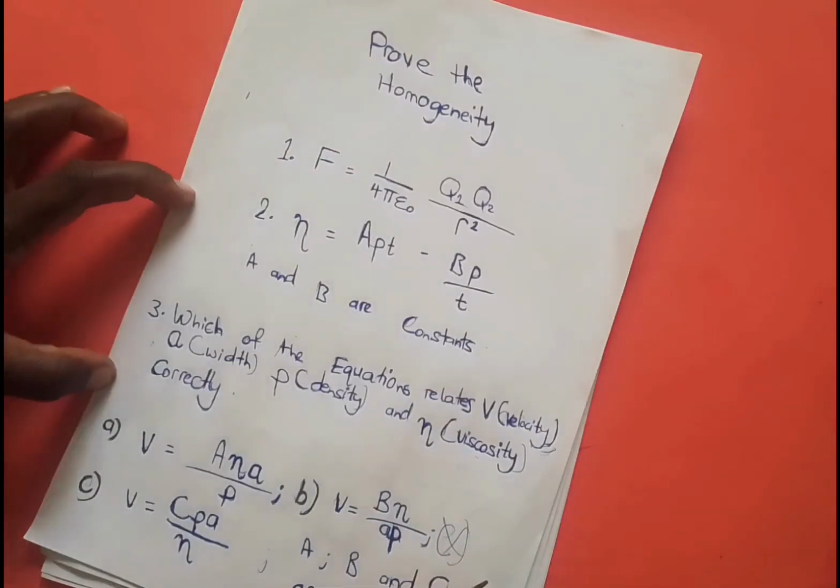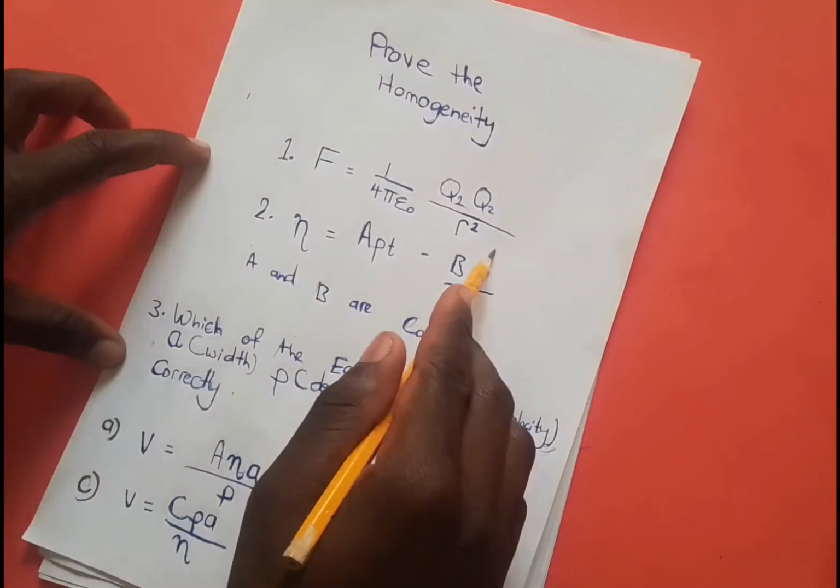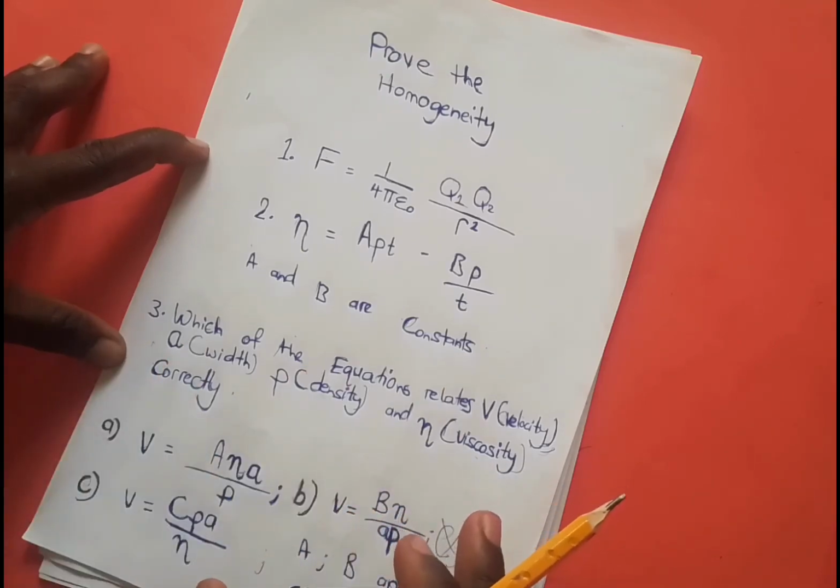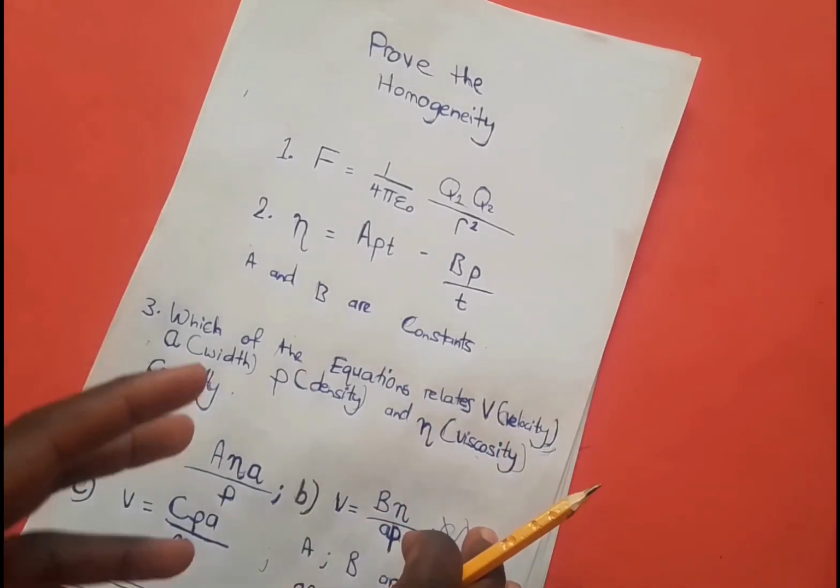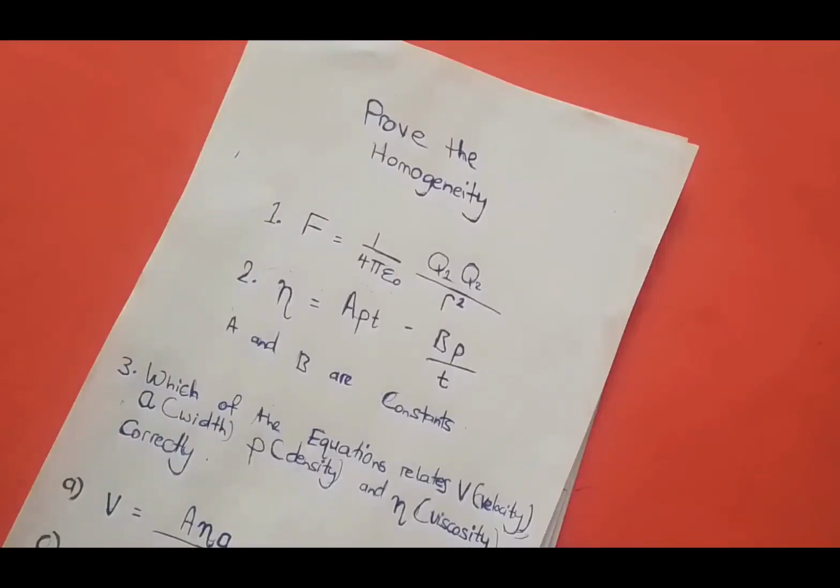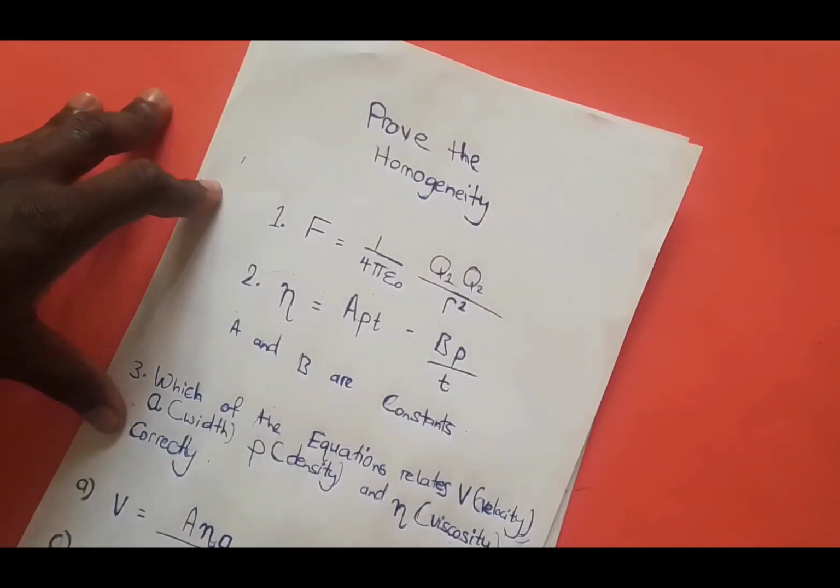Okay, so we are going to be proving the homogeneity of question 1, question 2, and question 3, all this in basically 5 minutes. This is A-level physics, so I'm not going to be doing much of the explaining. Question 1 is basically Coulomb's law.